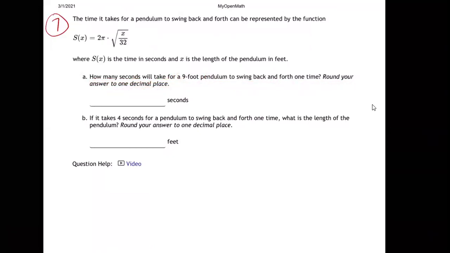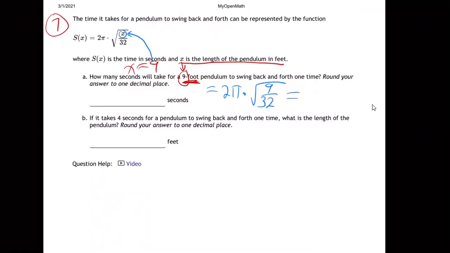So I'm going to take that 9 and plug it in for something. For what? S of x is the time, x is the length of the pendulum, 9-foot pendulum. So they're telling me x is 9, because x is the length of the pendulum in feet, and they're saying it's a 9-foot pendulum. So take that equation and plug in 9. The 9 is going to go in right there, so it's going to equal 2 pi times the square root of 9 over 32.